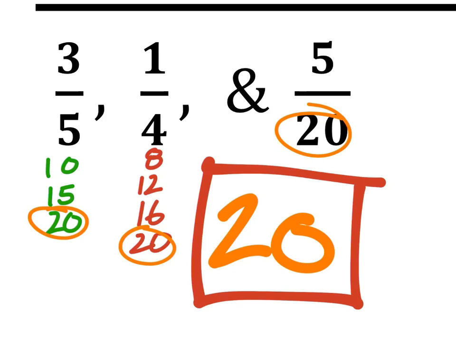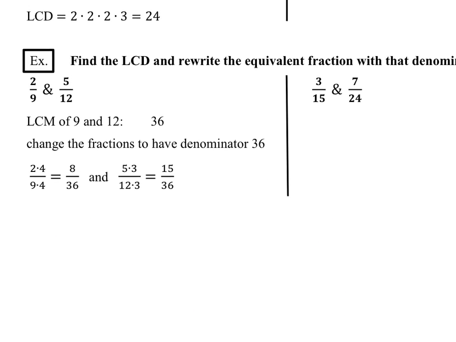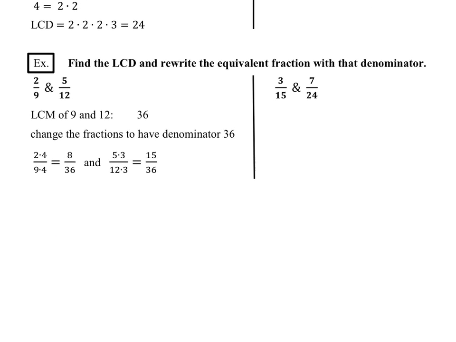Now again, I'll point this out once again that you could have used the prime factorization to do this. It wouldn't matter. You would still get the same answer. You should get the same answer, I should say, as long as you're doing it correctly. Now for this next example, we need the lowest common denominator, but then we're going to rewrite both of these fractions with the new denominator.